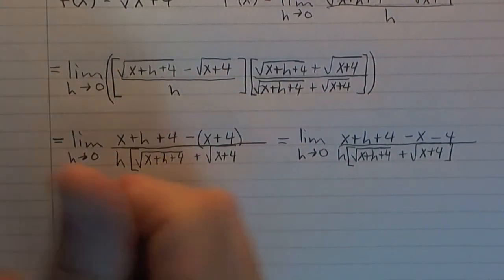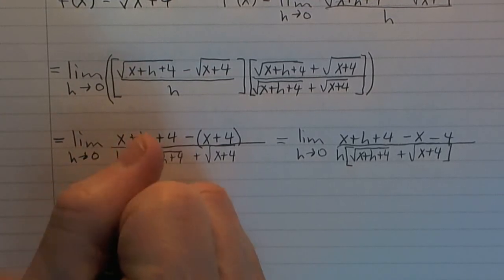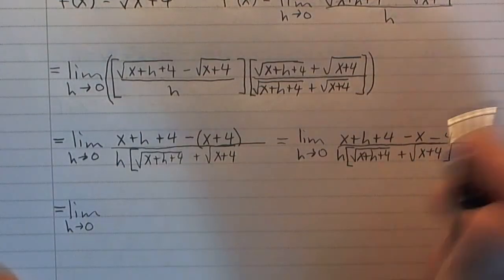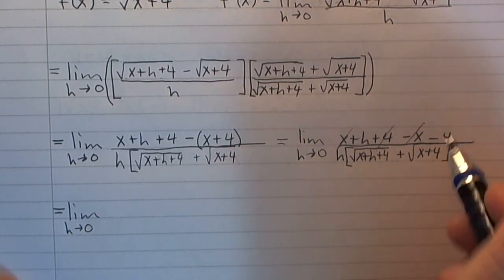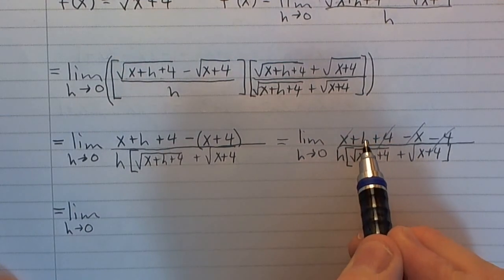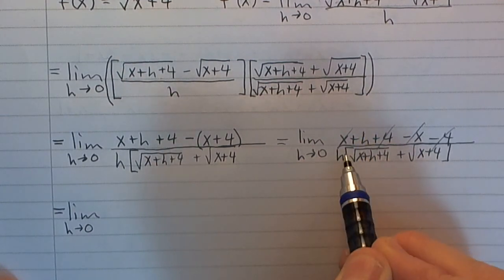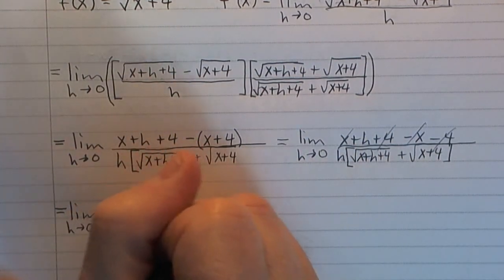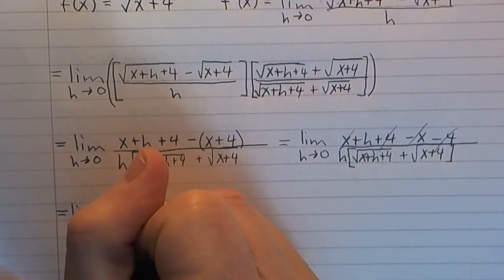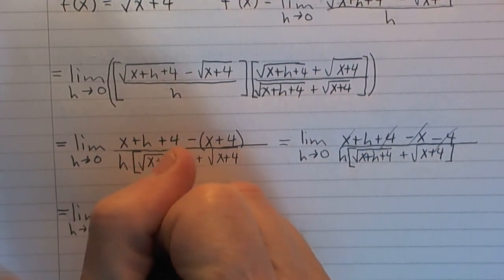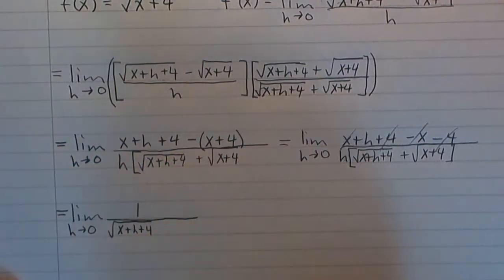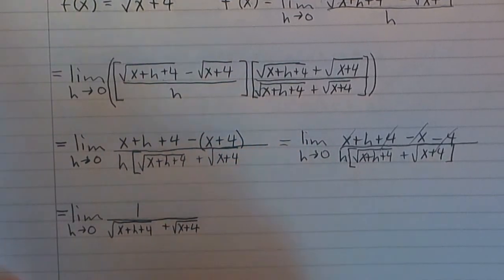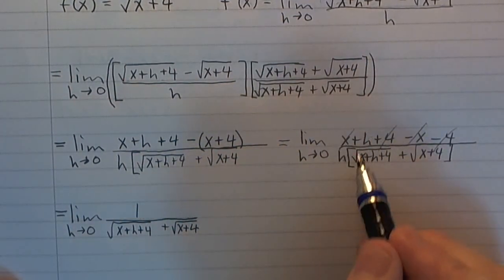Okay, now the next line, we're about done with this one. Notice these x's cancel, the 4's cancel, and look at this. We've got the h here, which is going to cancel with this h down here. So let me just write this as 1 over the square root of x plus h plus 4 plus the square root of x plus 4. Notice I haven't evaluated the limit yet, so I'm just keeping it. All I've done is simplify it.